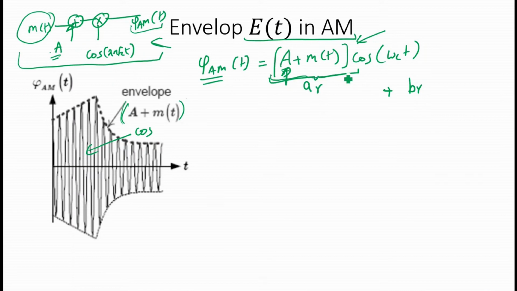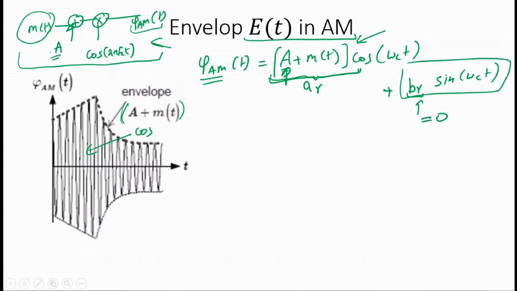So let me write this whole coefficient as A_R, and let me introduce another coefficient B_R, and we can have a sine omega_c t with it. So here this B_R is actually equal to 0. So that is why we get an AM. So basically this is whole 0.